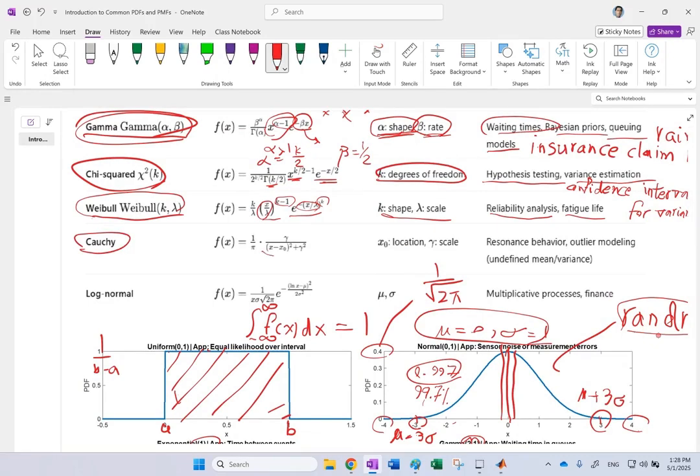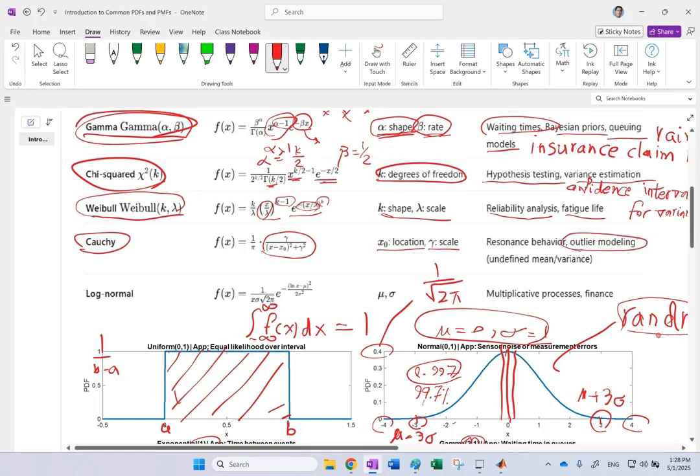one is the Cauchy function, which, as you can see, is basically like a hyperbolic function, right? There is only a denominator here. There is x0, which determines the location, and there is a gamma for scale. Again, it needs a video of its own, but it is good for outlier modeling and for resonance behaviors. Okay, so it can be used in those kinds of applications.